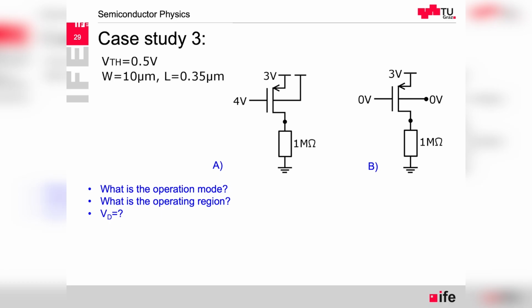What about case B? What can we tell about that? So let's have a look at the bulk. And when we see what happens there, we will not have to analyze so much further. So we have a forward bias diode between the source and the bulk. So this transistor is not at all correctly biased.